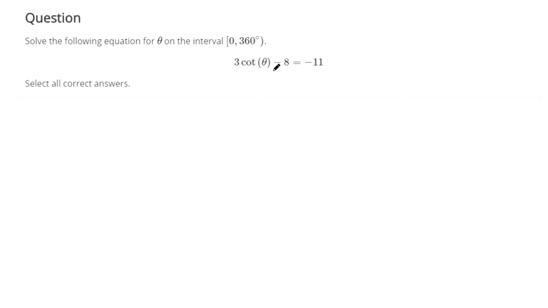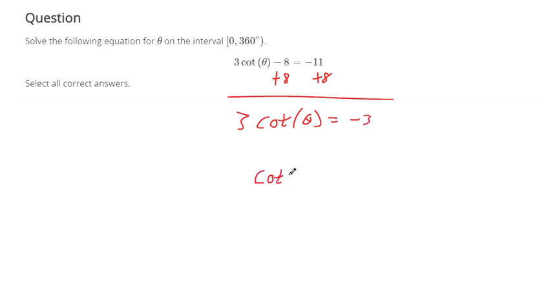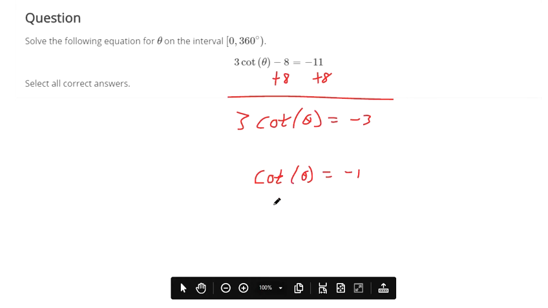So to solve this like you would solve a normal equation, add 8 to both sides. So we get 3 cotangent theta equals -3. Divide 3 from both sides. So cotangent theta equals -1. And then if you have trouble, well, let's see. Yeah, I think this is going to be easiest.